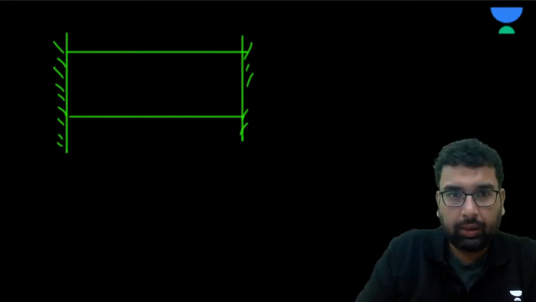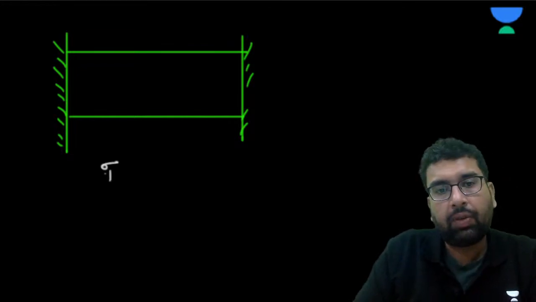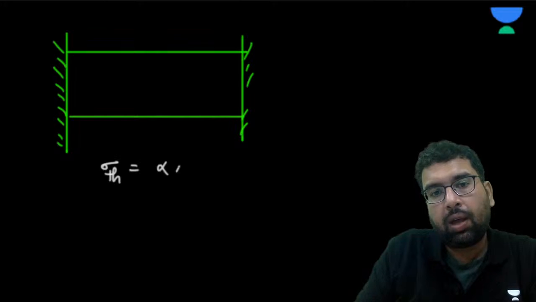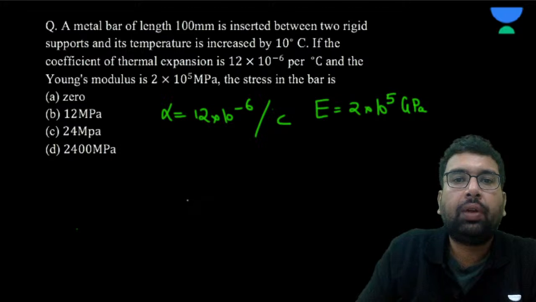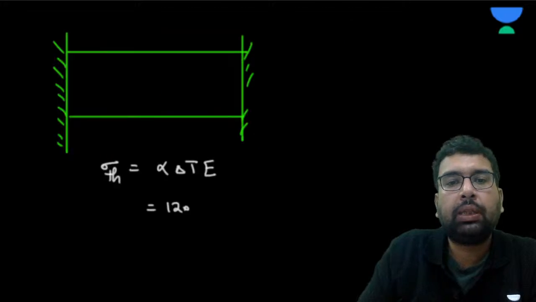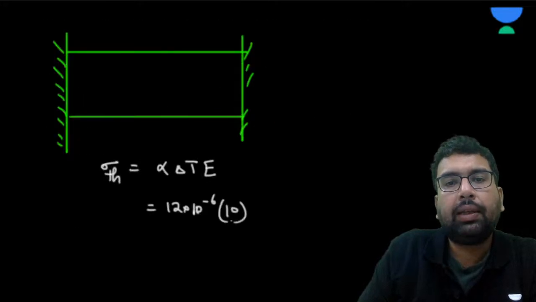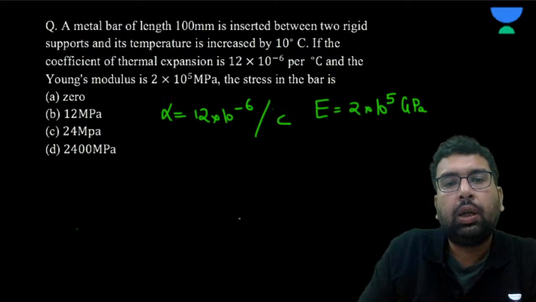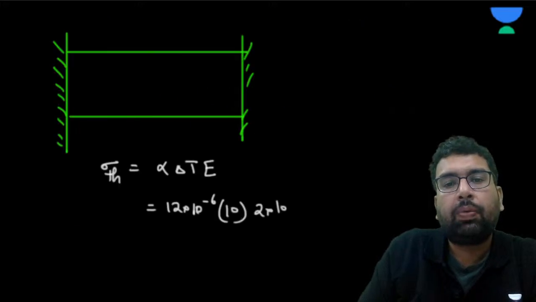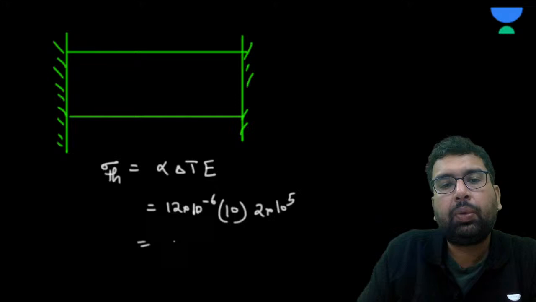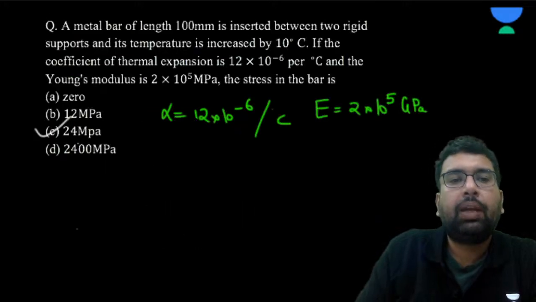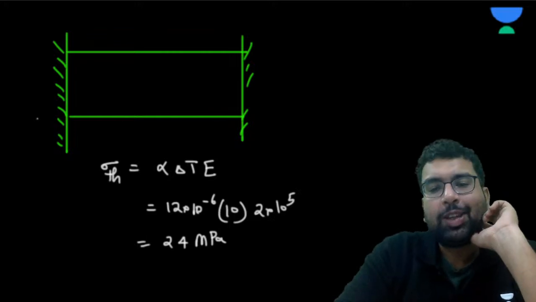So now in this case, what is the thermal stress, guys? We have learned, it is alpha delta T into E. So what is the alpha here? Alpha is 12 into 10 to the power minus 6. Delta T is 10 and Young's modulus is 2 into 10 to the power 5. So what are we getting? We are getting 24 megapascal, right? So that is your C option.